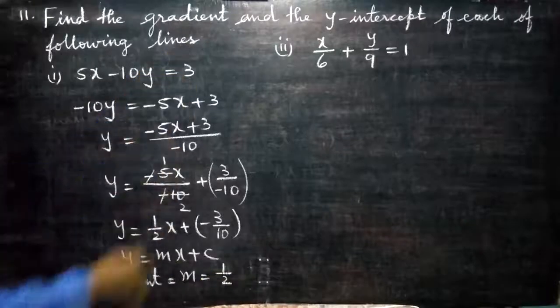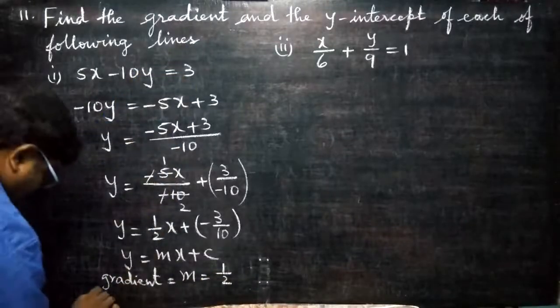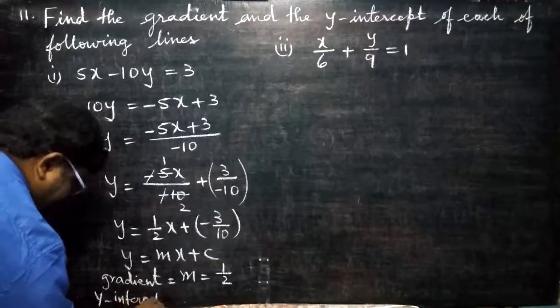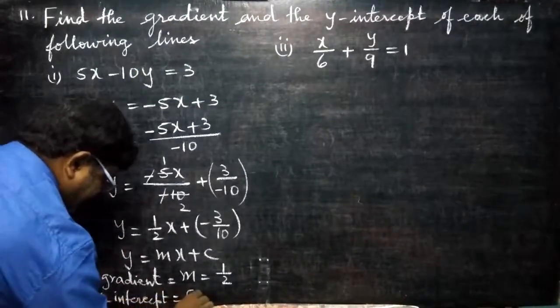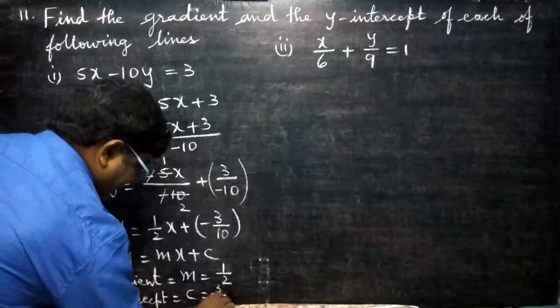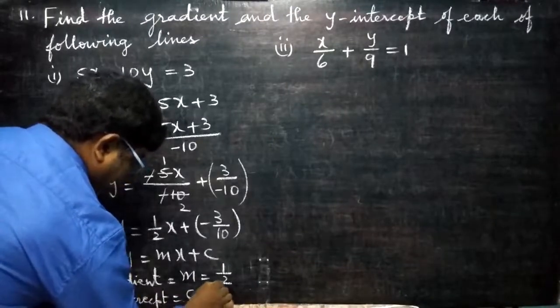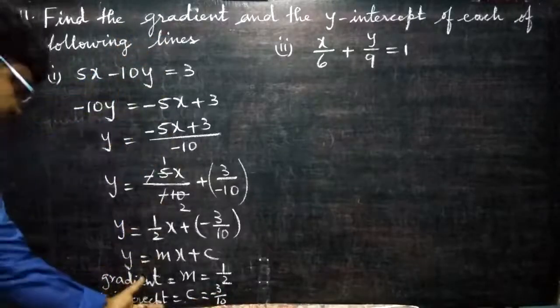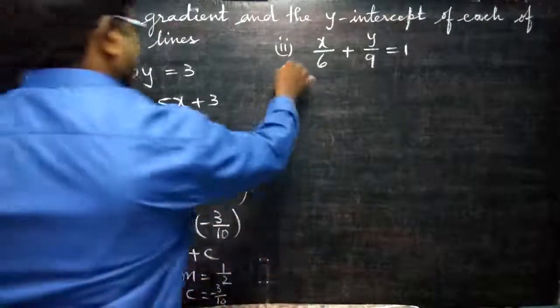Next, what are they asking? Y-intercept. The y-intercept we call c. c is equal to -3 by 10. Write clearly: -3 by 10. That is what they ask. Coming to the second one.